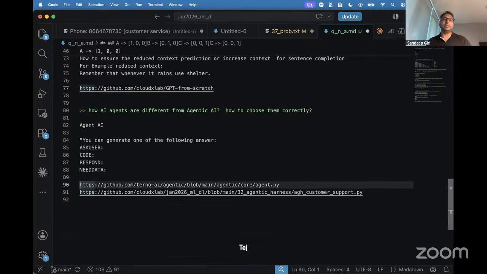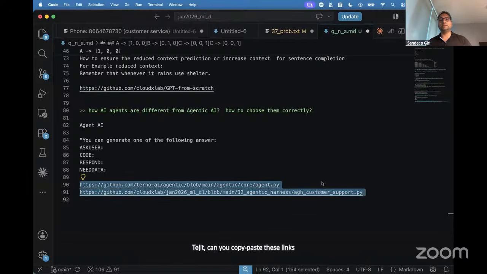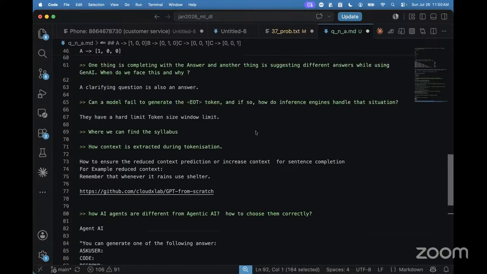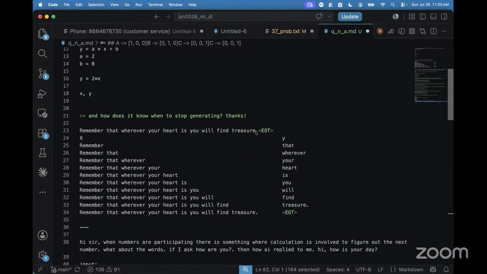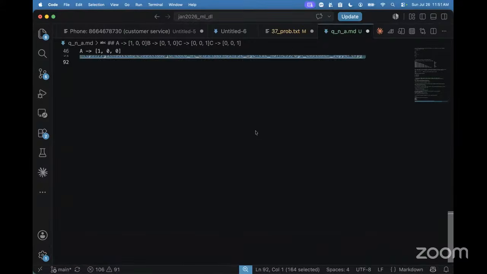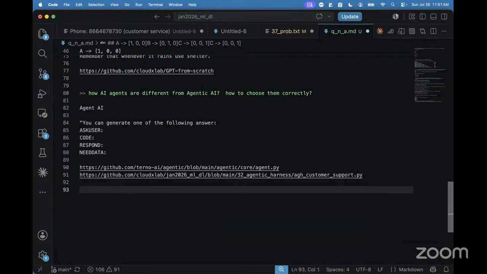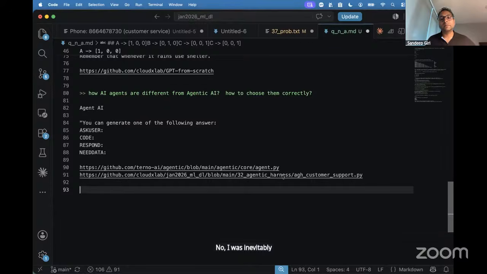Tejveer, can you copy paste these links in the chats? Somehow I'm not able to do. One second. No, Sandeep, you'll be able to. Yeah, you will be able to do that. Okay.